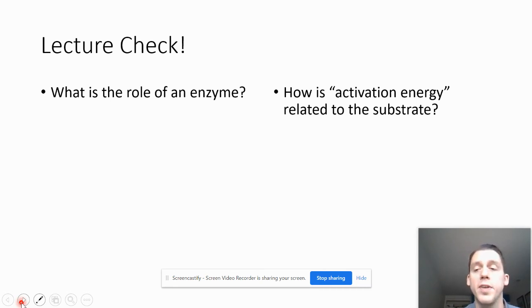All right, so the role of an enzyme, it's going to speed up a reaction. How does it do that? By lowering the activation energy. And how is activation energy related to the substrate? Well, we can't get this substrate to react. It has to overcome the activation energy first.